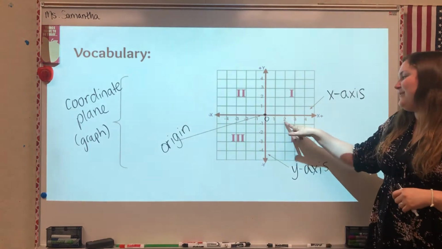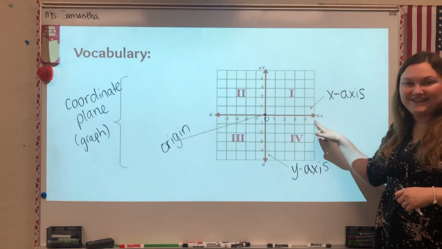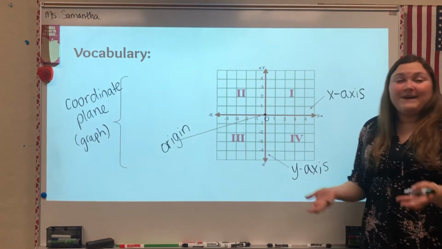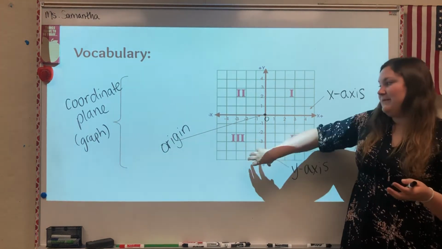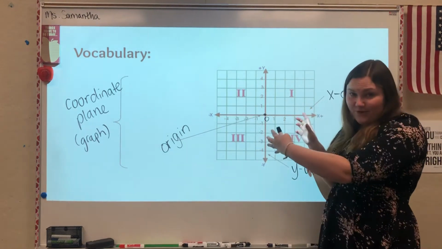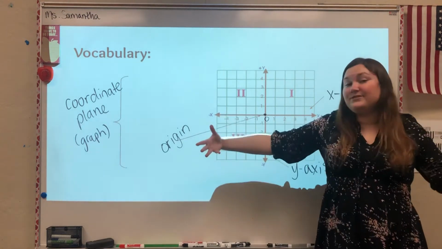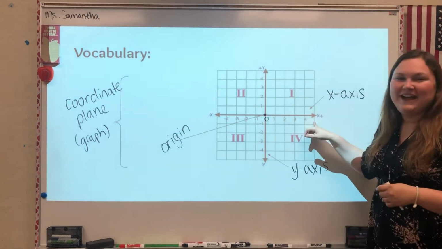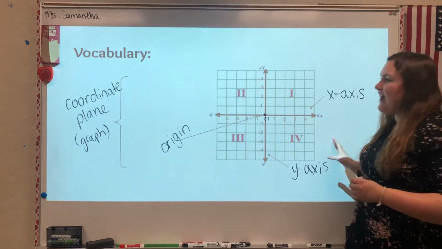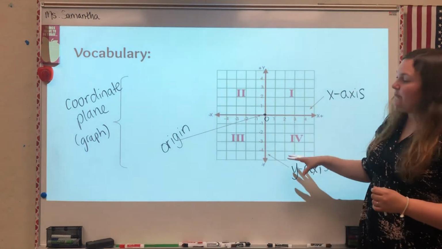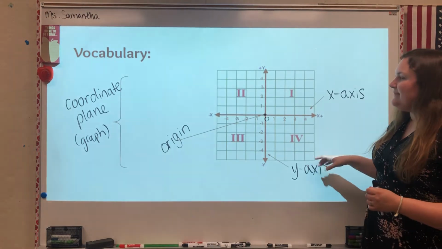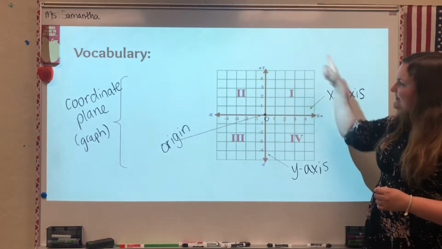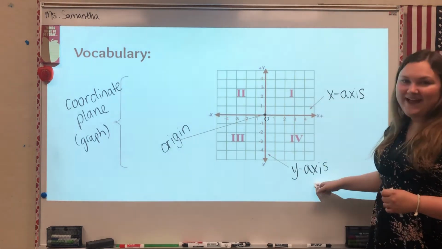So the numbers only go 1, 2, 3, 4, and then there's a fifth line here. But this arrow means it keeps going. It doesn't stop at 5. So depending on what you're talking about with your coordinate plane, sometimes you might want to use a smaller graph like this, or maybe you want to use a larger graph or coordinate plane that goes up to a higher number. So far we've got the entire graph we call the coordinate plane. The coordinate plane is this graph that has two number lines. We've got this horizontal one we call the x-axis. We've got this vertical one we call the y-axis.